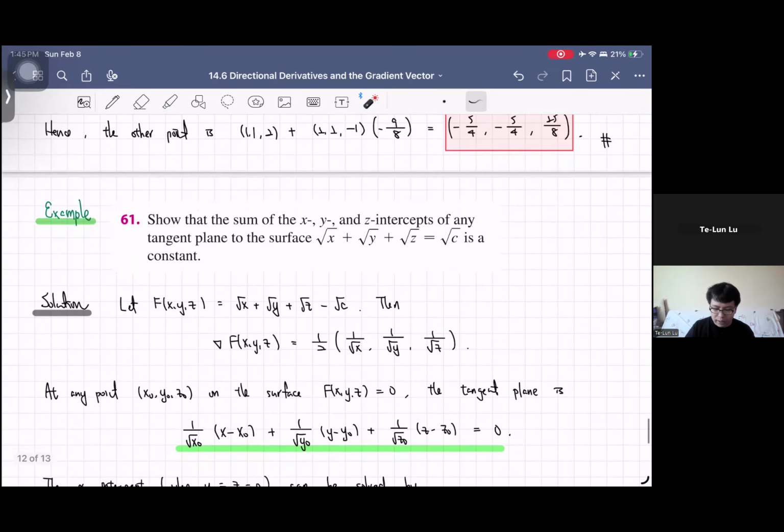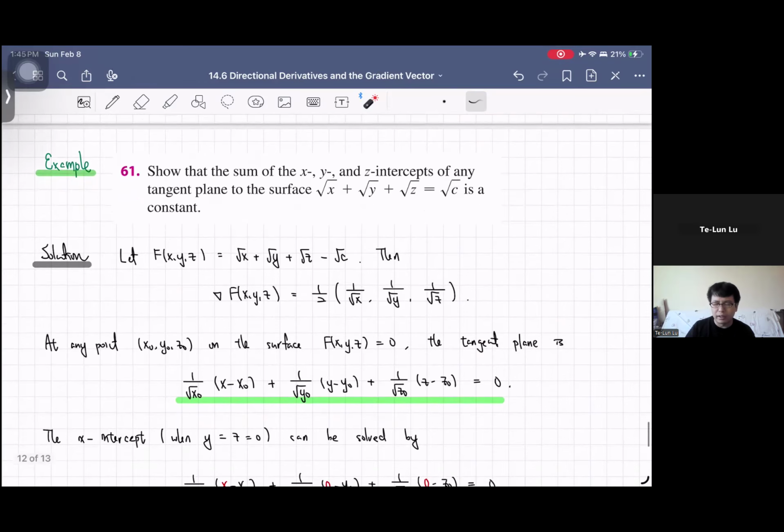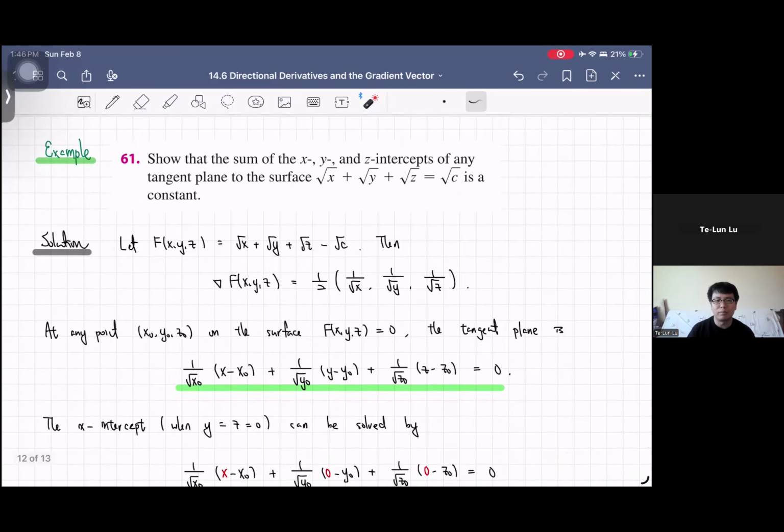So, done with the normal line, let us do a problem about a tangent surface, a tangent plane. Now we have this function: square root of x plus square root of y plus square root of z equals square root of c. The problem wants us to show that for any tangent plane on that surface, the sum of the x, y, z intercepts is constant. So this is actually a really fascinating conclusion.